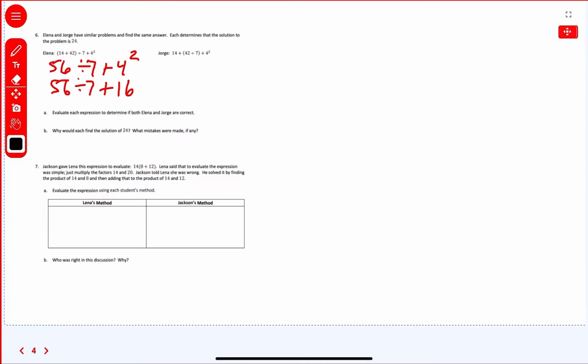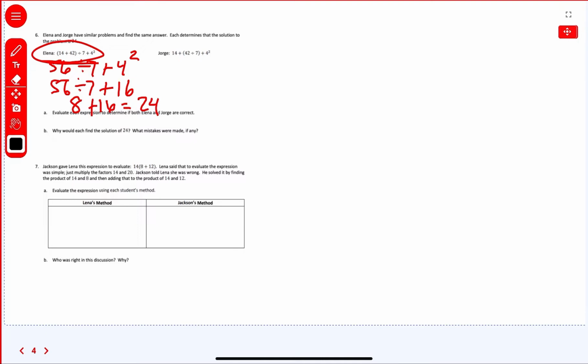Okay. Well, I knew we were going to get nowhere close to 24 if all of those were additions, so I knew something was wrong. Now what are we going to do? We got to divide first, correct? PEMDAS, D comes first. So that would be 8 plus 16, which equals 24. So Elena's definitely right. Let's see if George or Jorge is correct.